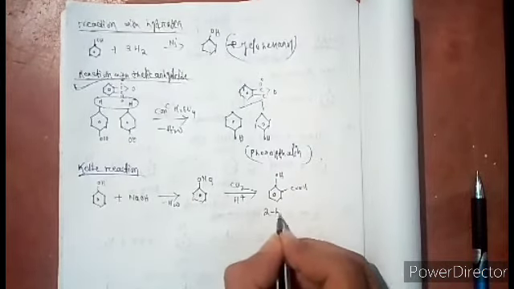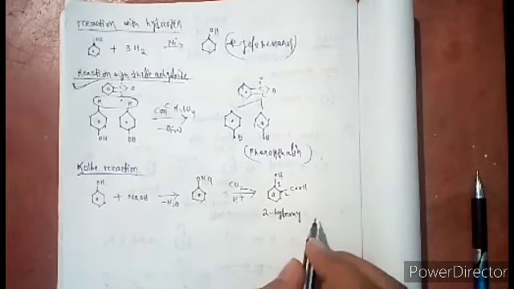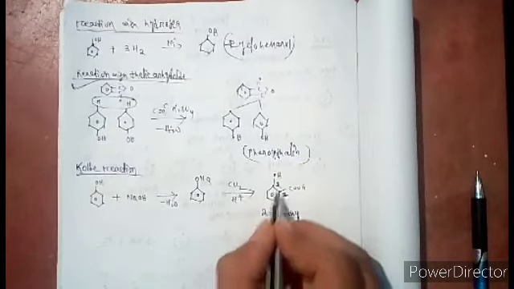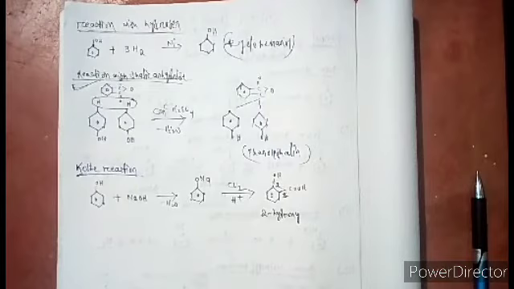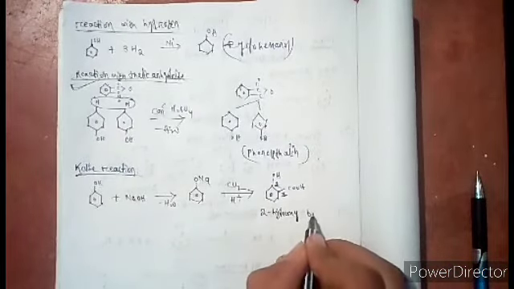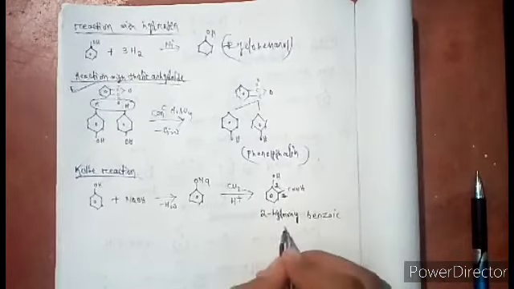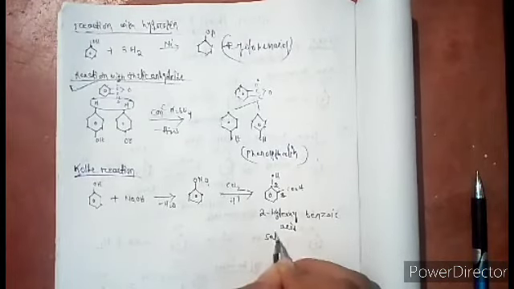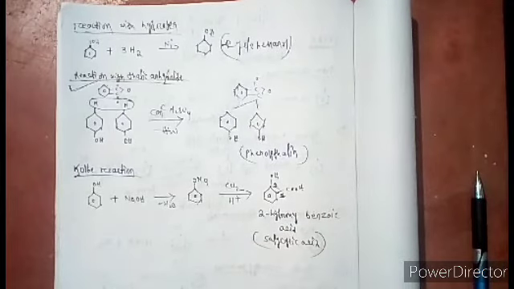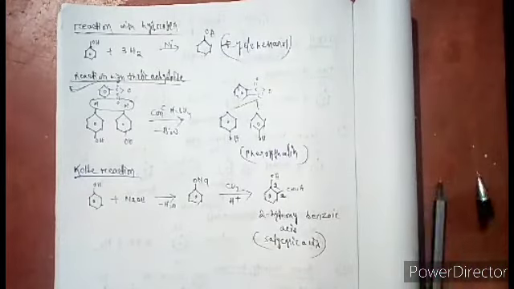2-hydroxy. This is the first position, this is the second position. If we consider this the first position of the benzene ring and this the second position of the benzene ring, then 2-hydroxy benzoic acid, that is salicylic acid. This is the other name. 2-hydroxy benzoic acid or salicylic acid.